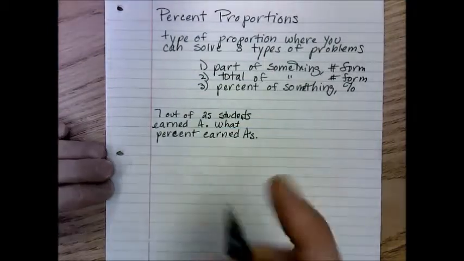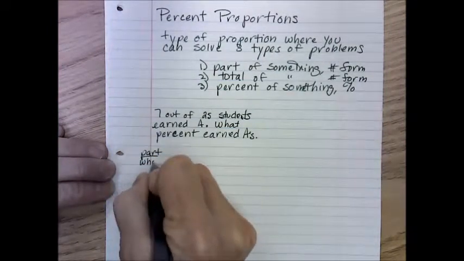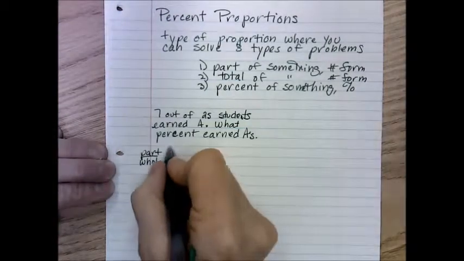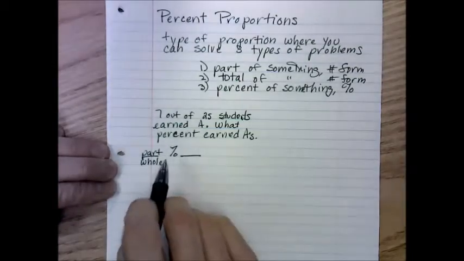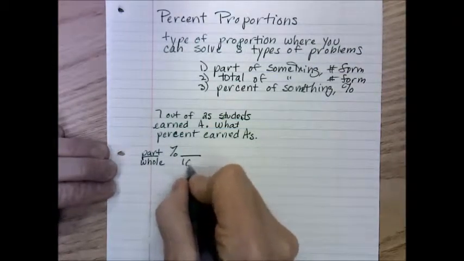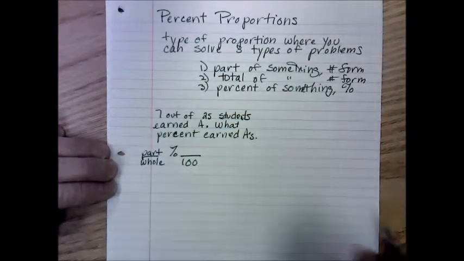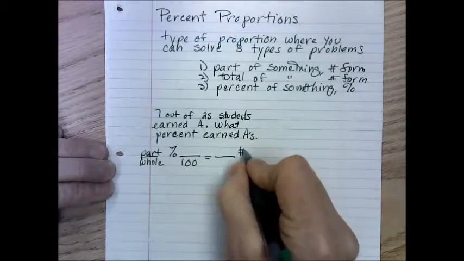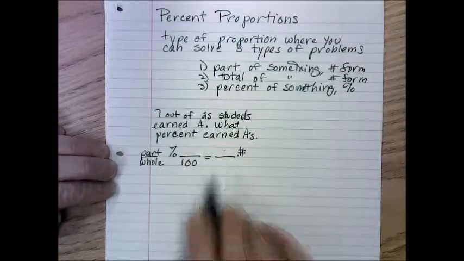We always have part over the whole, and the two ratios we're going to set up, the first one would be a percent ratio. If we set that up with our percent symbol, we know percent's always based out of 100, so 100 is always going to be in that denominator. And our second ratio will deal with the numbers, again, part over the whole.